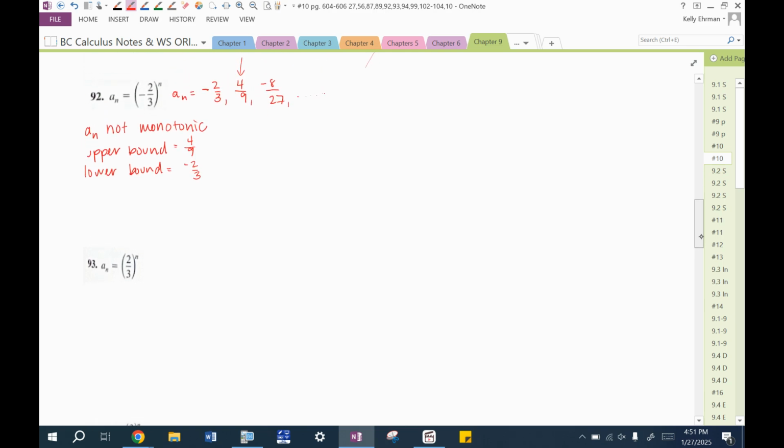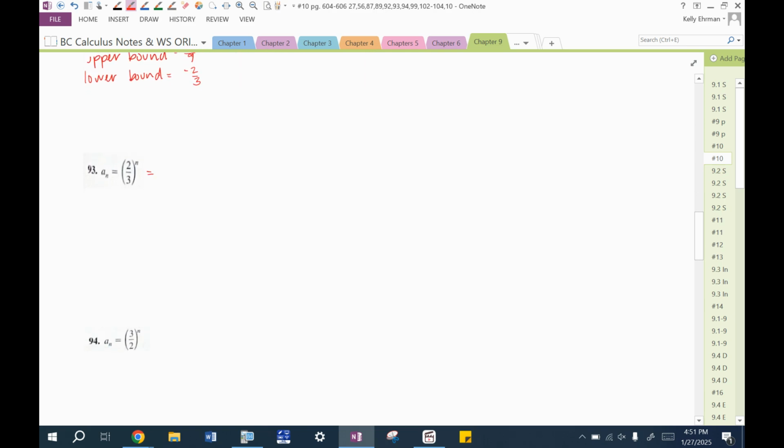Number 93 is the same thing, but not alternating. So these terms are going to be 2/3, 4/9, 8/27, 16/81, etc. So this is monotonic. The terms are decreasing. And there is an upper bound, which is 2/3, but there's also a lower bound. The limit as n approaches infinity of 2/3 to the n, because that's a fraction between 0 and 1, that limit is 0, and that's the lower bound.